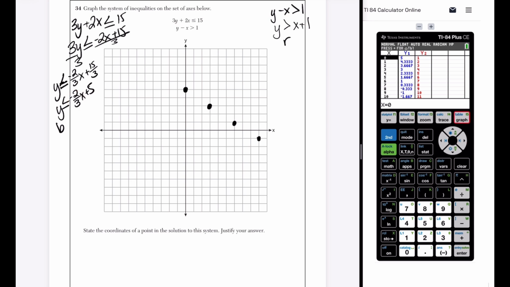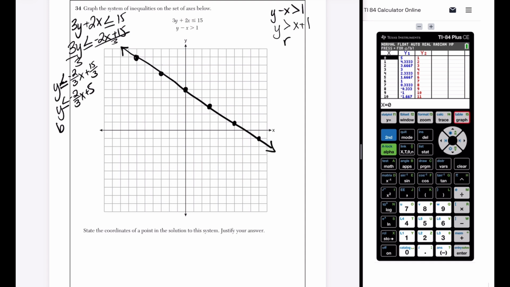So I can do the same thing up 2 over 3, up 2 over 3, 1, 2, 3, so that I have at least this part in there. Oop, I hit my mic for a second. Alright, so this helps with this one, and it could be a solid line because it is y is less than or equal to.